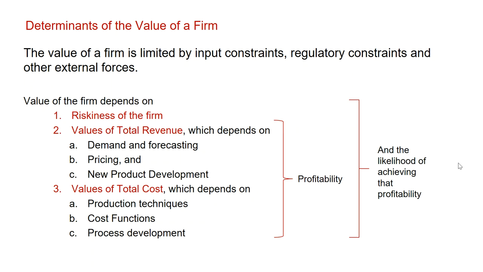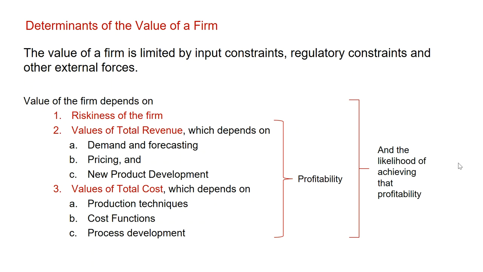The second is the cost. This comes down to your production techniques and how costs interplay with those production techniques. How expensive is your labor? How expensive is your capital? What kind of costs are coming up this quarter and next? And again, what's your process development to keep up and actually get ahead of things to bring even more cost efficiency? So between total revenue and total cost, we determine your profitability.